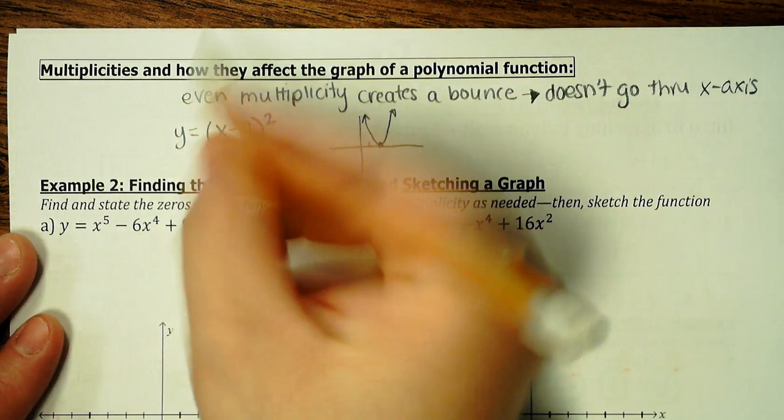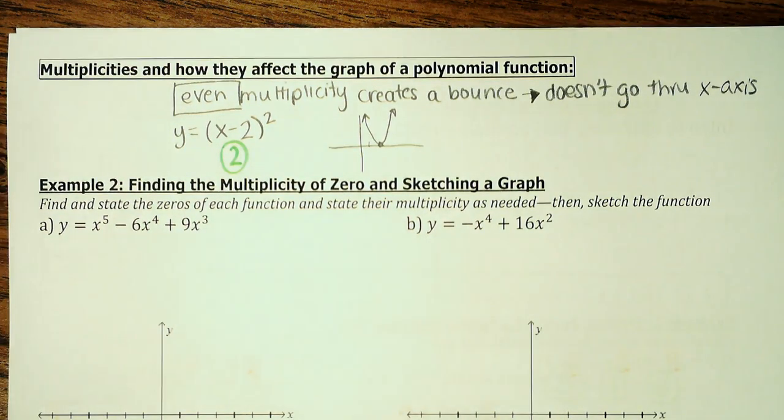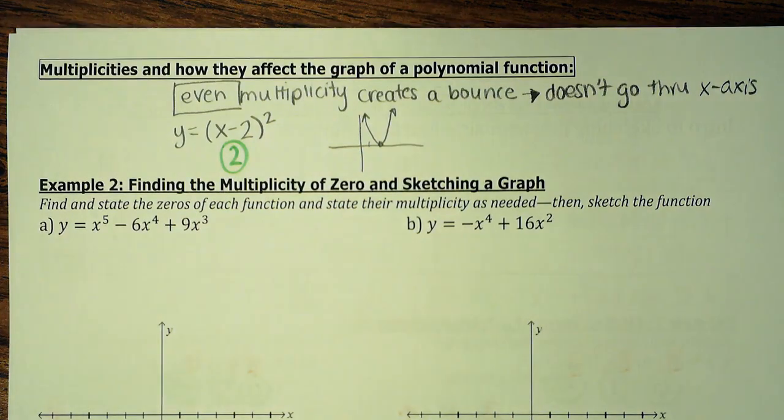This only happens if you have an even multiplicity. If you have an odd multiplicity, all the questions on the front had that. They didn't have any powers, so it'd just be to the first. So odd multiplicity goes through. So if you have a third power or fifth power or something like that, that's going to go through. And so we're going to get into some examples that have some multiplicities here.